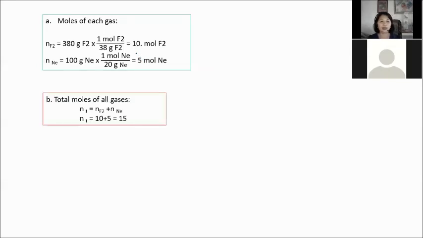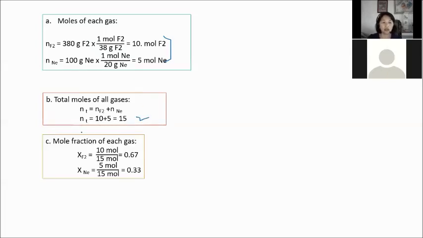Ne. Next is to find the total moles of all gases. Since there are only two gases, fluorine and neon, we just add them. That we have 15. Next, to find the mole fraction of each gas, the moles of F2, which is 10, divided by the total of 15. For Ne naman, 5 moles, divided by 15. So the result is 0.33. F2 is 0.67. Again, as a way of checking, the total should be 1.